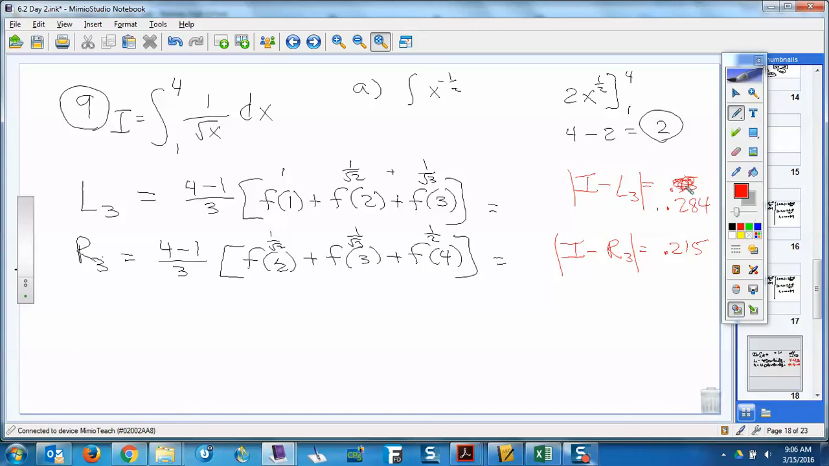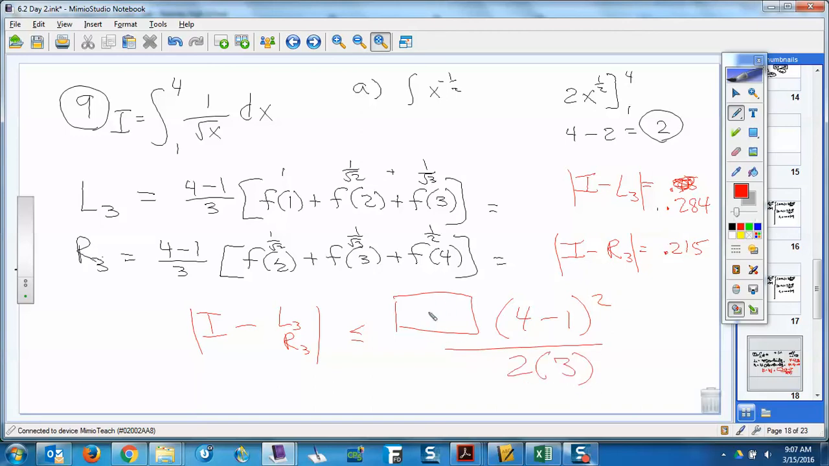Okay, there we go. So that's 2, take away the L3 and the R3 approximations. Then we're supposed to do the error-bound formula. So the formula for both of them, I minus L3 or R3, doesn't matter, is less than or equal to K1, goes right there, 4 minus 1, that squared, and then the bottom is 2 times n, right? What'd you get for your K1 value right here? What do you got for a K1 value?